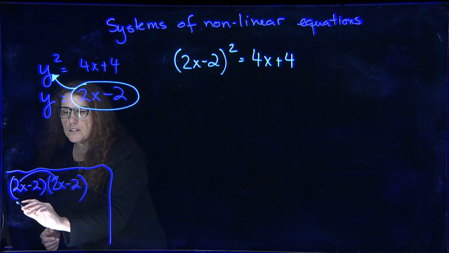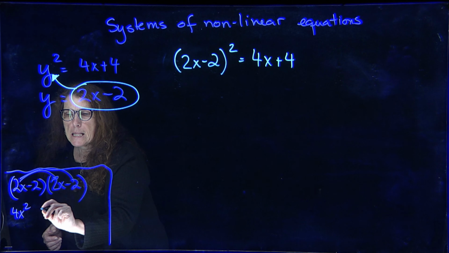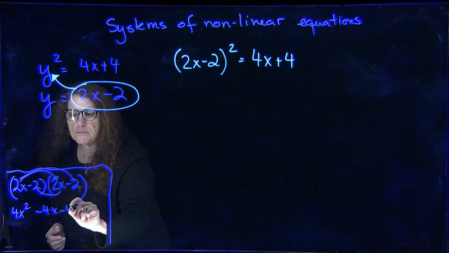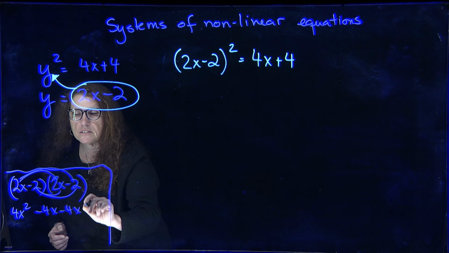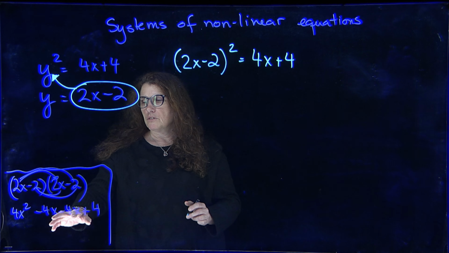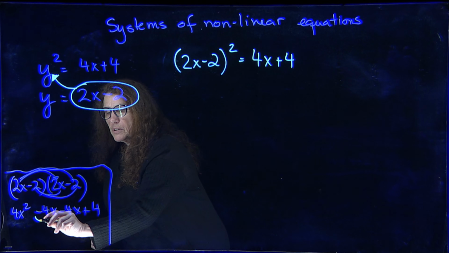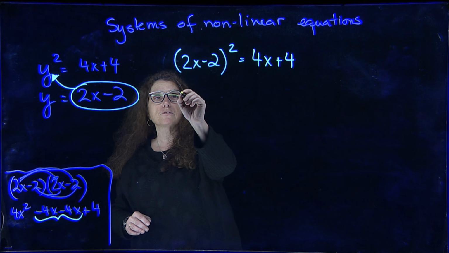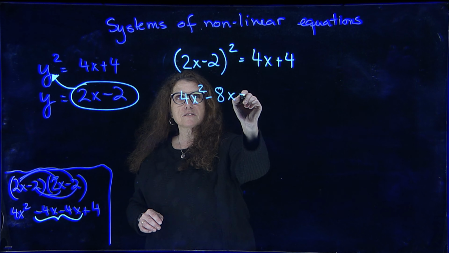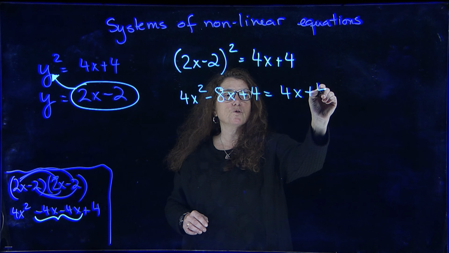So 2x times 2x is 4x squared, minus 4x, I multiply these two, that's also minus 4x, and a plus 4. So now I can go ahead, copy this over here, and make sure that I combine these two like terms: 4x squared minus 8x plus 4 equals 4x plus 4.